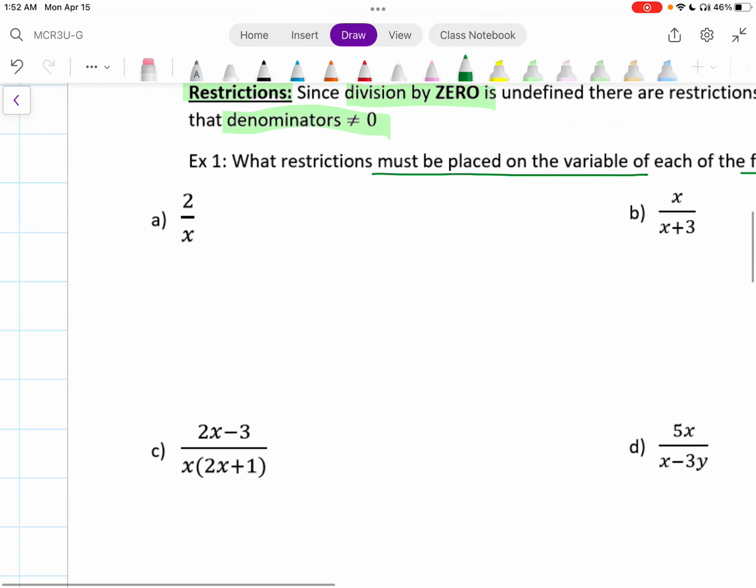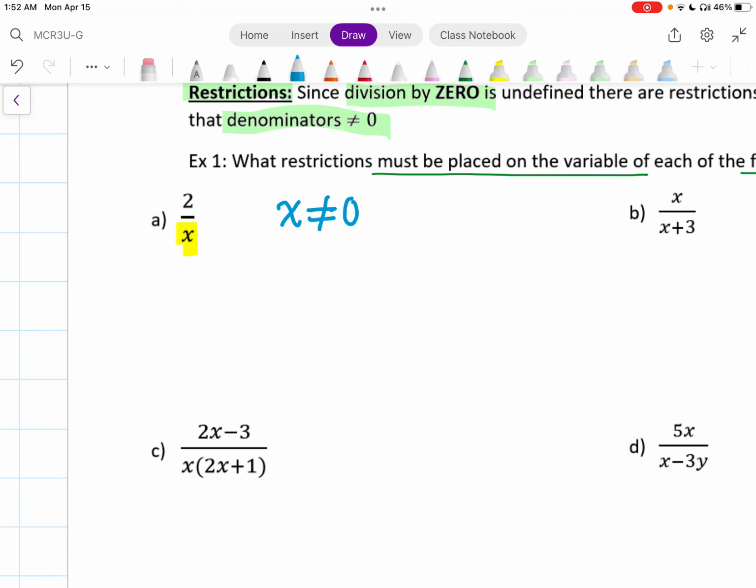So if we have 2 over x, right, we say that the entire denominator cannot equal 0, so that just means x in this situation cannot equal 0, right? Because if x was equal to 0, we would have something like 2 divided by 0, and that would mean that overall our formula would be equal to an undefined value because you cannot do division by 0.